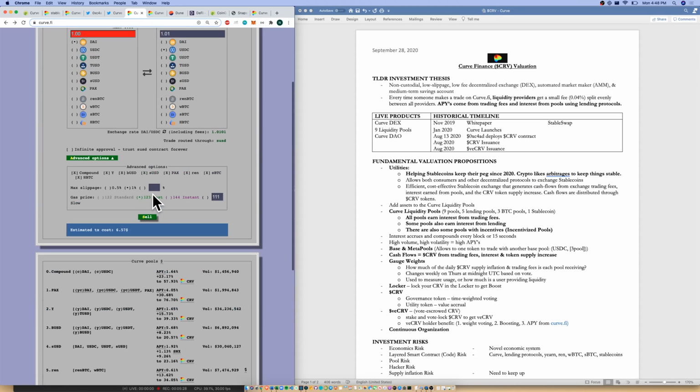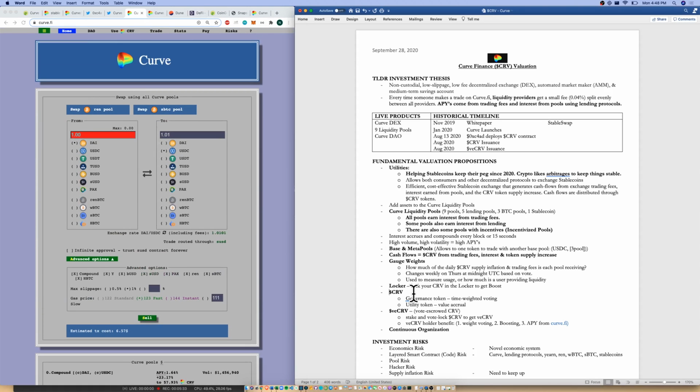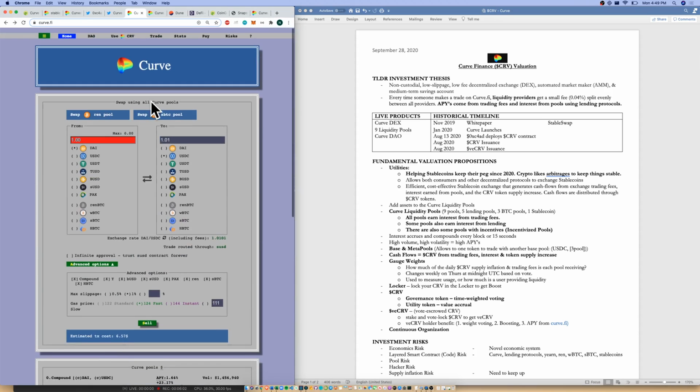Once that is depositing and using the actual Curve pools, we also have the Curve token CRV, which is a governance token for time-weighted voting, and it's also a utility token for value accrual. So once I have my CRV, I can turn it into veCRV, which is vote escrowed CRV. I can stake and lock it to get veCRV, and then I can get weighted voting. Here are the benefits: weighted voting, boosting, and APY from Curve Finance. There is a boost factor that you can get up to 2.5x boosting when you turn your CRV.